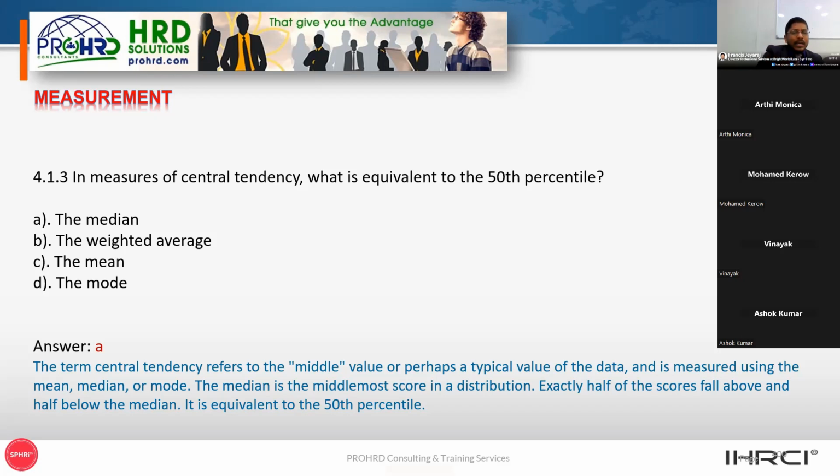So the term central tendency refers to the middle value, or perhaps a typical value of the data, and is measured using the mean, median, or mode. The median is the middlemost score in a distribution. Exactly half of the scores fall above and half below the median. It is equivalent to the 50th percentile. Next slide.